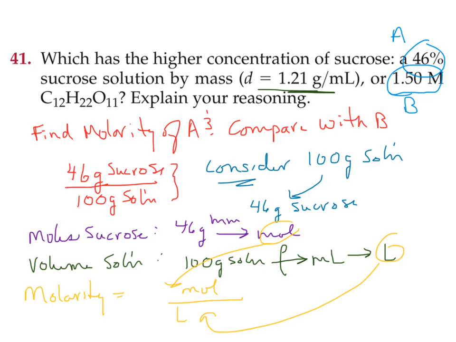There might be an easier way to do this one. You can get to molarity by dividing the moles of sucrose in that solution A by the volume you got from the density. And then you compare it to 1.50. I understand it's just a 50-50 chance of getting it right one way or the other, but you have to explain your reasoning. So that's what I would do.